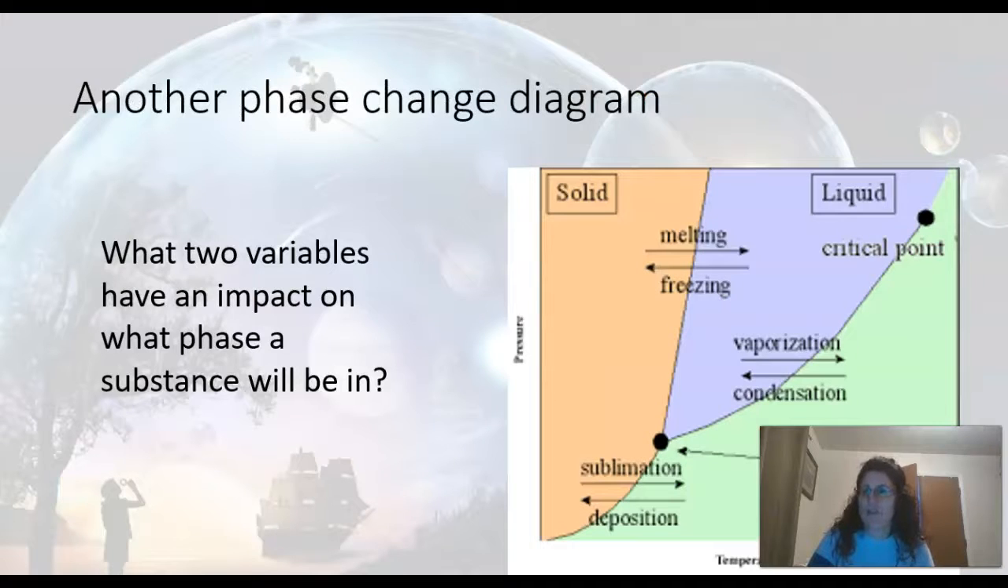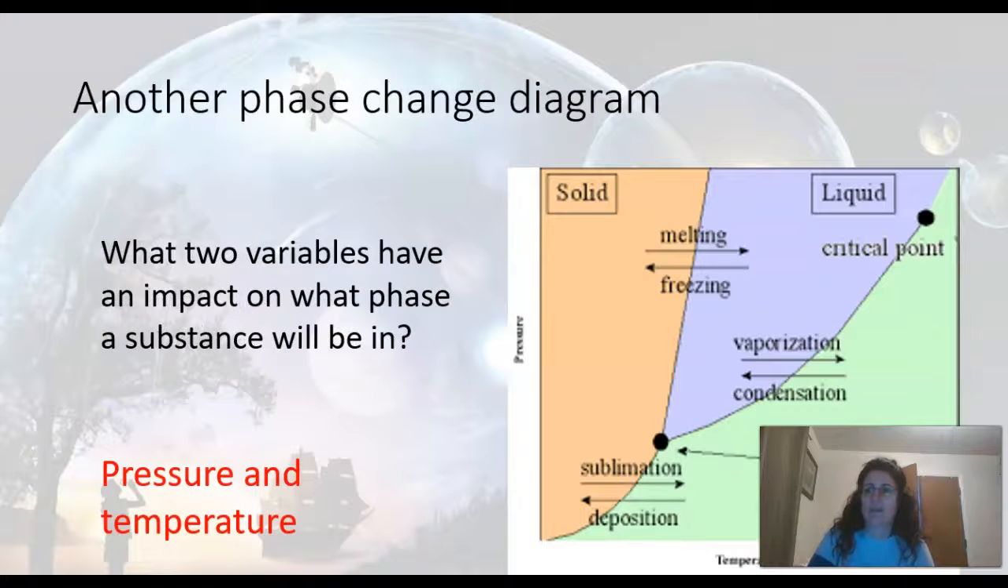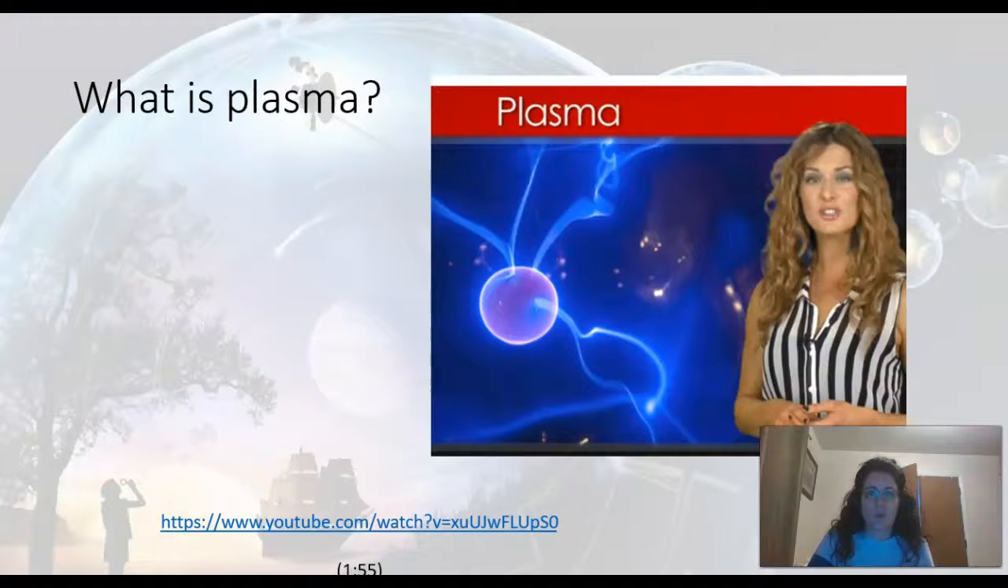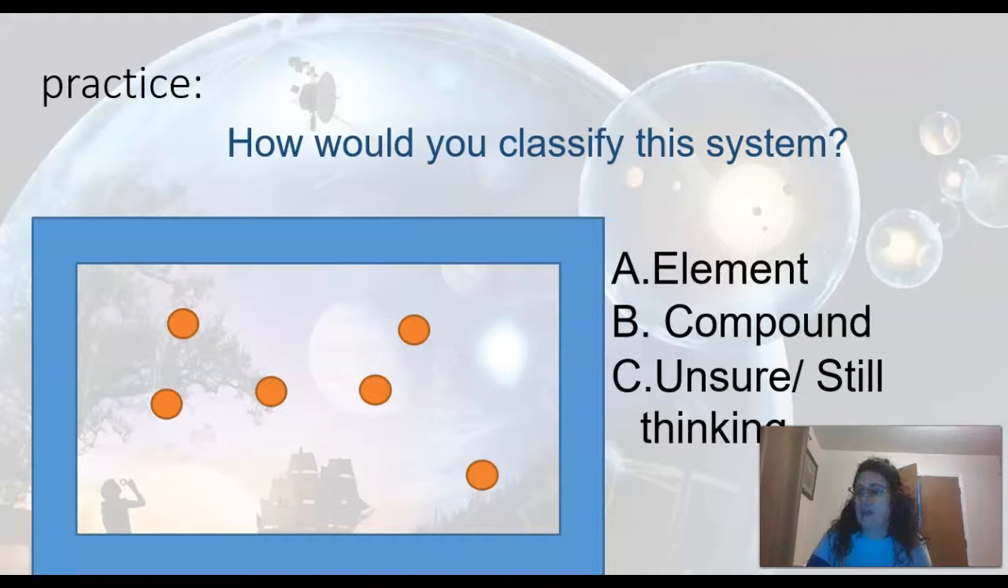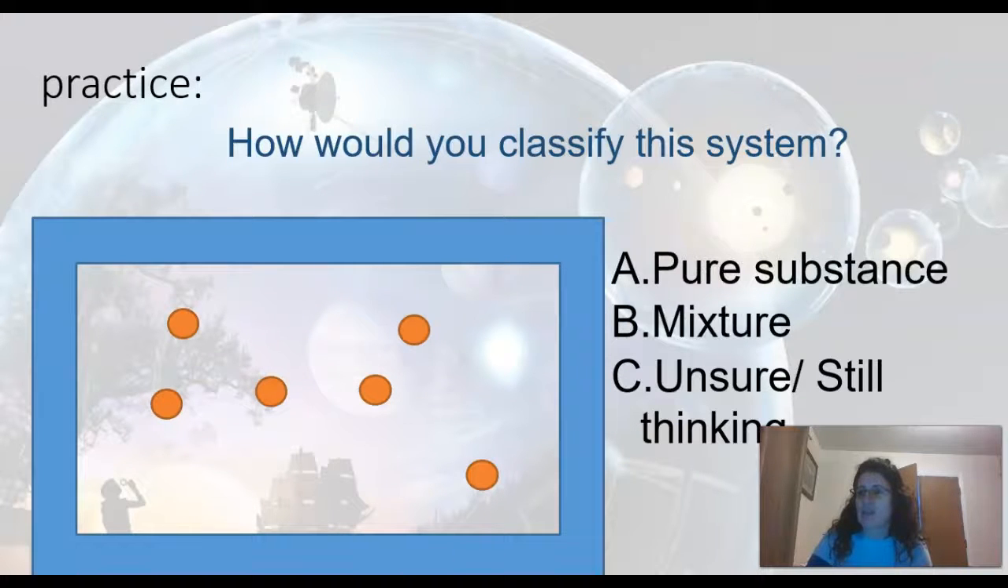This is just another example of a phase change diagram. It's more applicable to chemistry. You will see it more in the SAT, PSAT testing. We'll also talk about, you can click on this video to learn about the property plasma. Plasma is not one that I can bring in the classroom, so you want to check this out. And then there's also some practice questions here. So definitely check out these practice questions to help you.